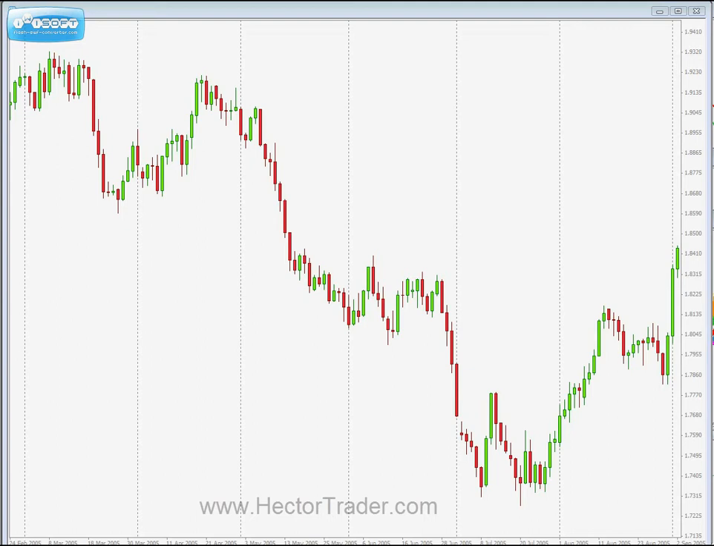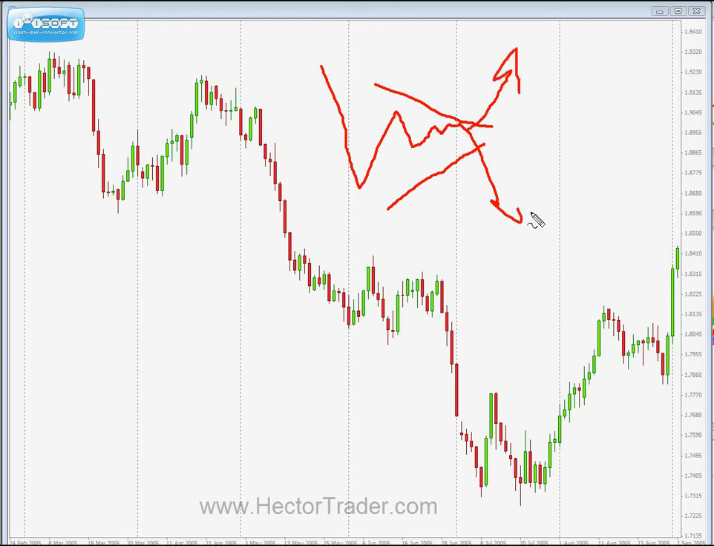Firstly, let me define what a triangle actually is. A triangle is nothing but a consolidation area. It's basically sideways price action that is taking the shape of a triangle, obviously. Sooner or later the triangle is bound to break, in either direction, and that's the breakout we are going to try to profit from.